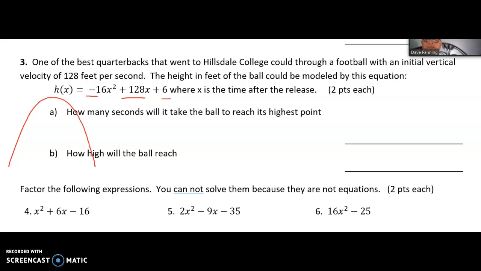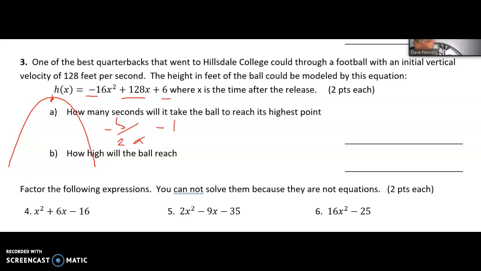Well, part A asks this question. How many seconds will it take for the ball to reach its highest point? Well, that's this point right here, which is the vertex. So you could do this on your calculator. You could plug that into your calculator, go down to second trace, and find a maximum point. Okay, it'd be left bound and right bound. The other way that you can find the maximum point is to find the vertex by using -b over 2a.